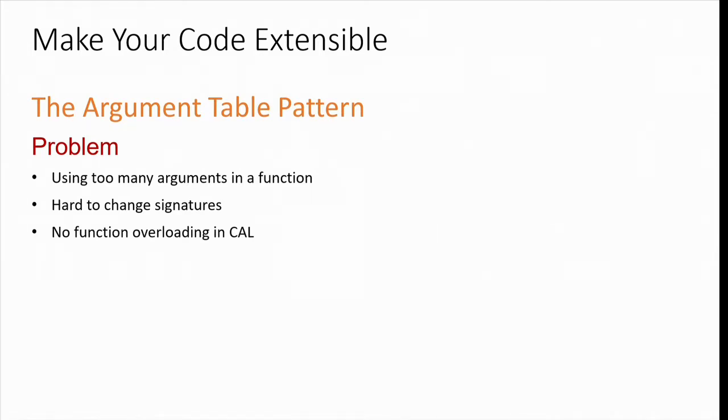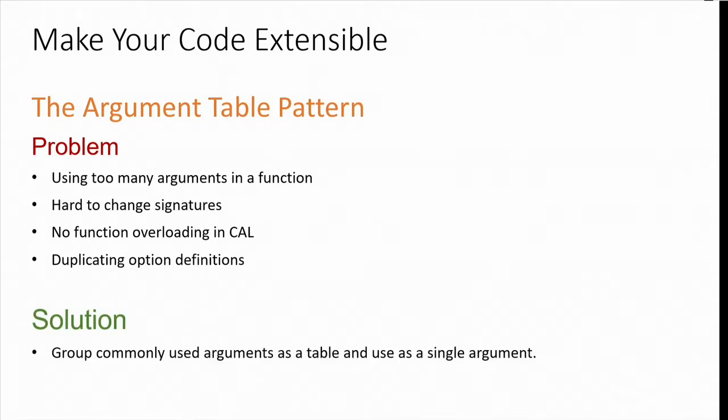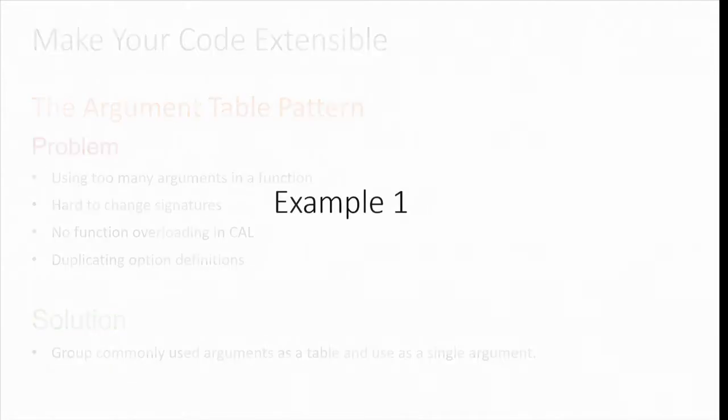There is no function overloading in C/AL, so if you want to add one more argument, you have to change the signature and you have to change where it's called. And if you're lucky enough to use an option type, and that option type definition is changed by adding one more option, for example, you have to change your function signature again. So how to fix this? It's in the title. Just group your arguments together, put them in a table, and pass that table to your function, like this.